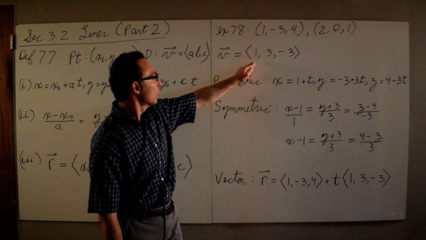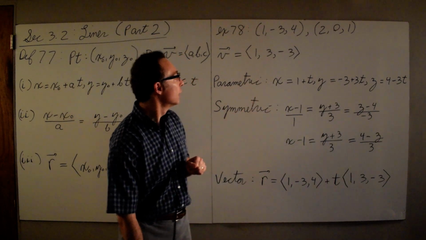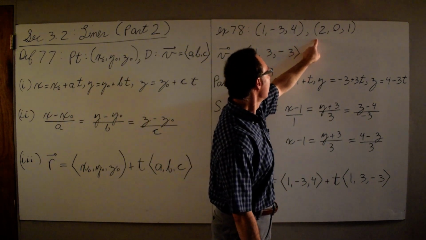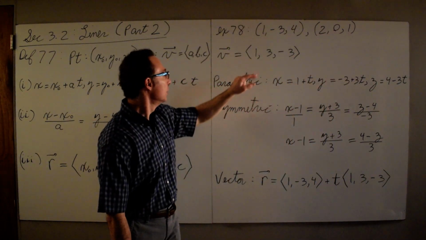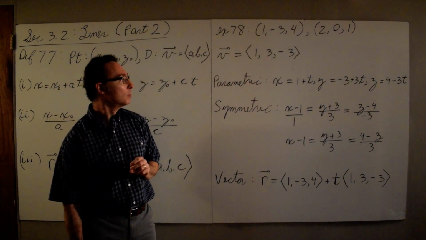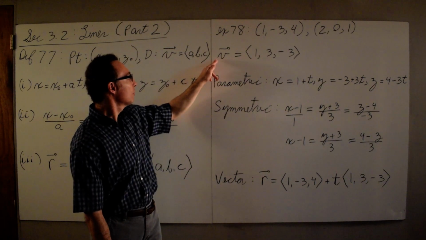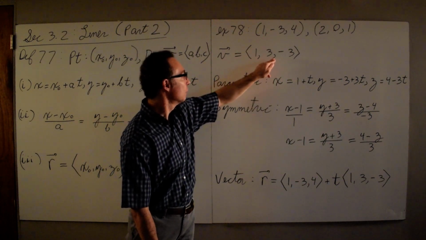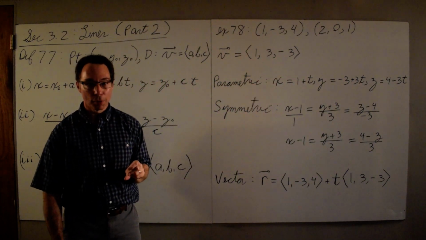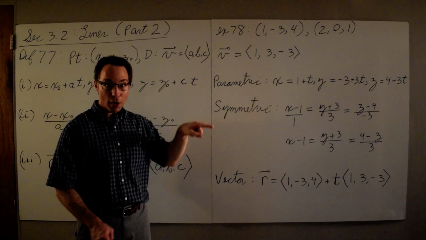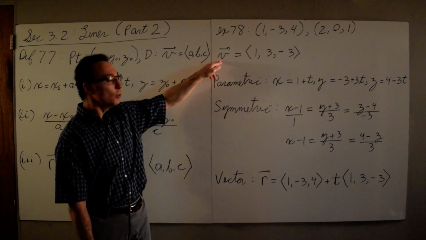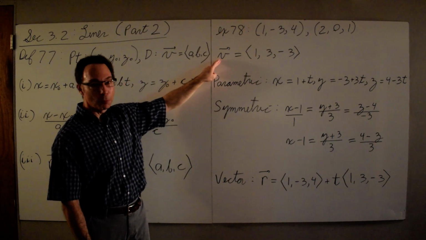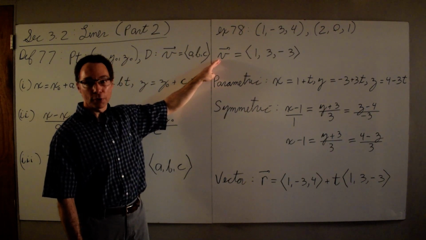So v is the vector 1, 3, negative 3. Where did that come from? This is the vector where this is your initial point and this is your terminal point. What if you switch them? Well, if you switch them, then you have what I'm going to call negative v, the vector negative 1, negative 3, 3. Now remember, lines go in two directions, so it's okay if you use a vector in the opposite direction. You can use any vector parallel to v that you want as your direction vector.